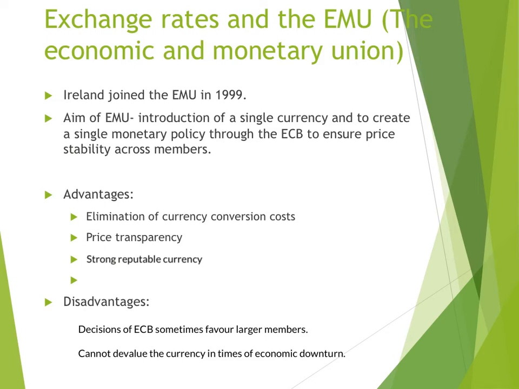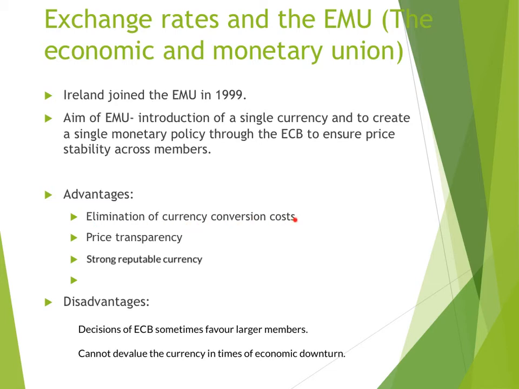So again, something that we've looked at before when we look at exchange rates is the EMU, the Economic and Monetary Union. So we joined the EMU in 1999, and we changed from the Irish pound to the euro currency. If you remember the three things that the ECB aim to look after, they control the interest rates, they control the money supply, and they also control the availability of credit. And the idea of all of this is price stability across member states. So these are advantages we would have seen from becoming part of the single currency, single monetary union.